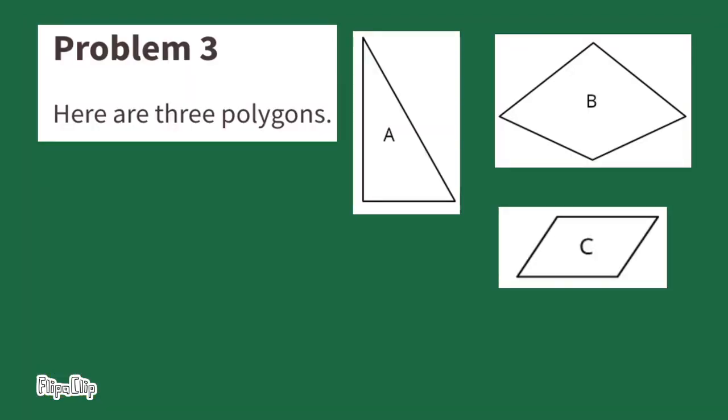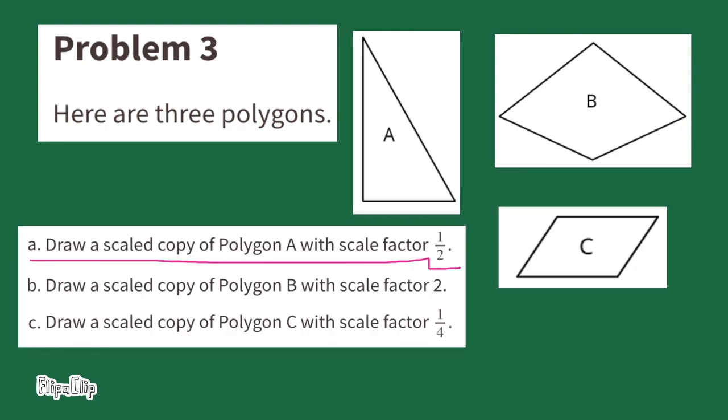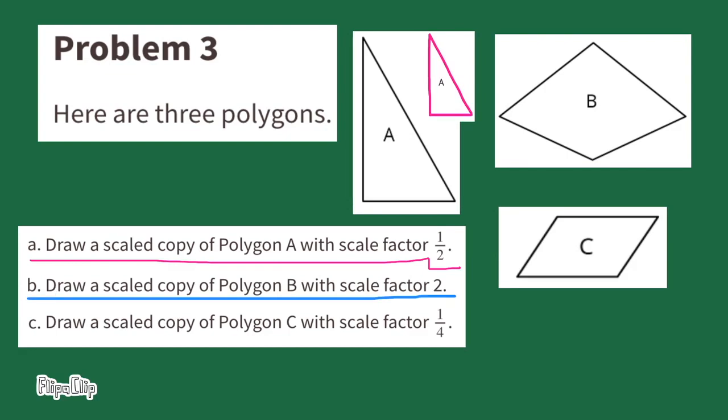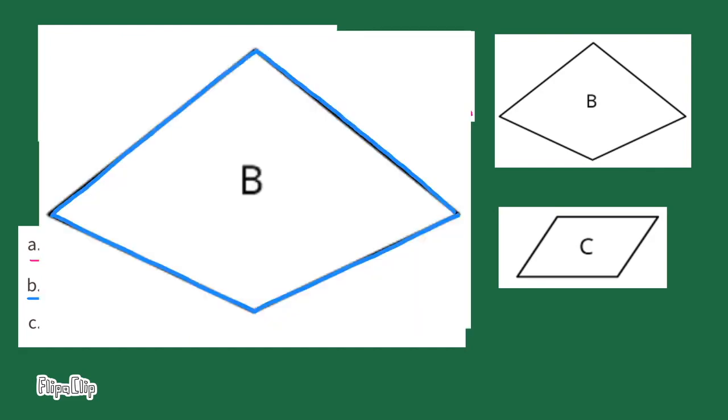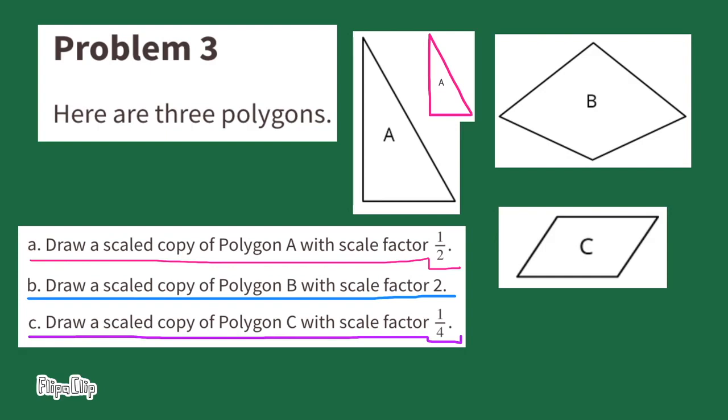Number 3. Here are three polygons. A. Draw a scaled copy of polygon A with a scale factor of 1/2. Our copy needs to have half the height and half the width. B. Draw a scaled copy of polygon B with a scale factor of 2. Our copy has to have double the height and double the width. C. Draw a scaled copy of polygon C with a scale factor of 1/4. The copy's height and width need to be 1/4 of the original.